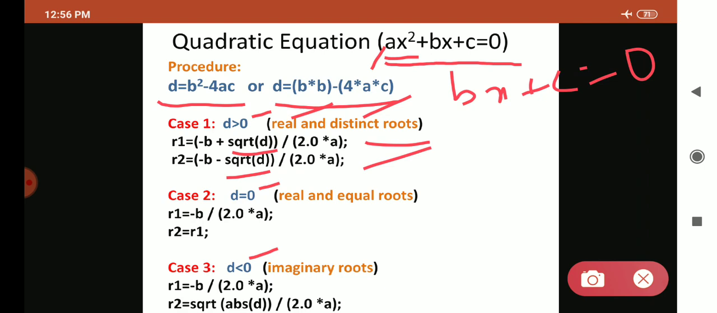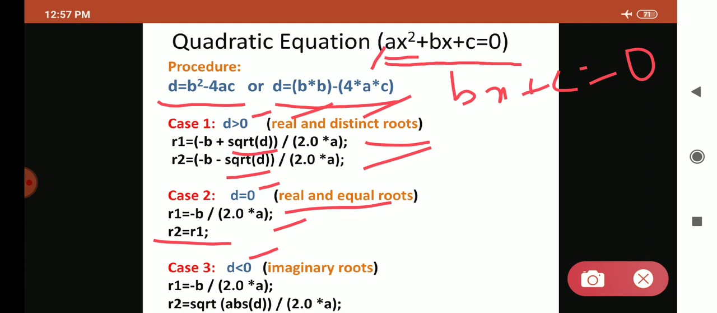Say if the value of d is equal to 0. In that case, the roots will be real and equal. The formula to calculate R1 is minus b divided by 2a. And the formula for R2 is again the same as that of R1. So we have written R2 is equal to R1, because the roots are real and equal.